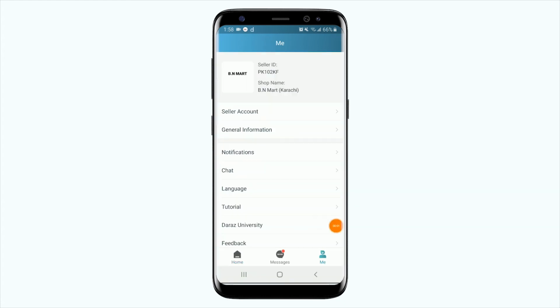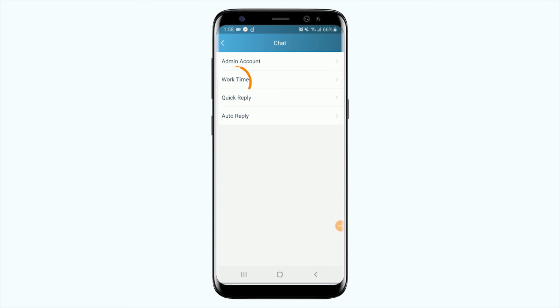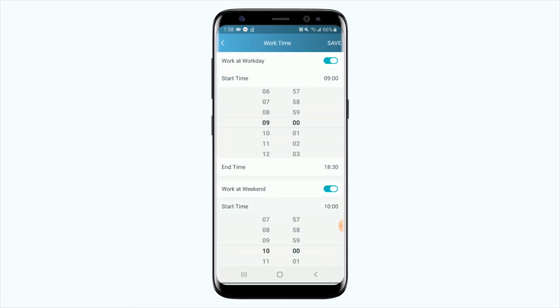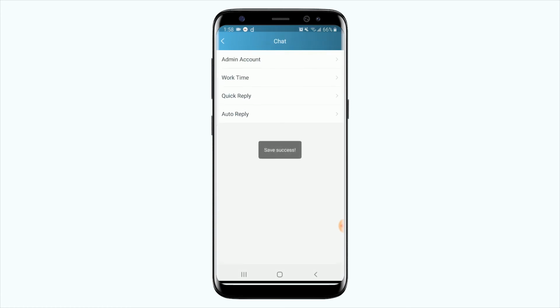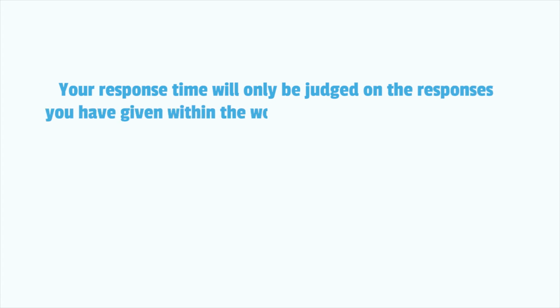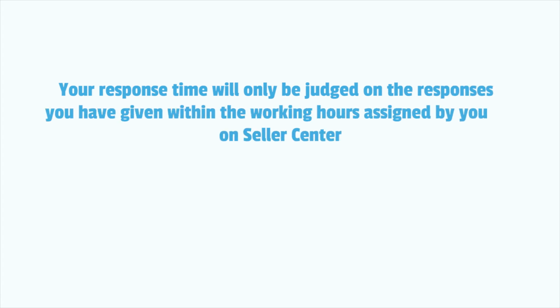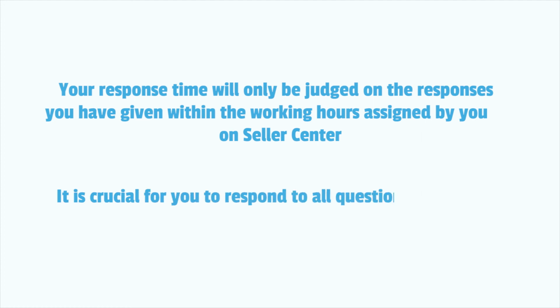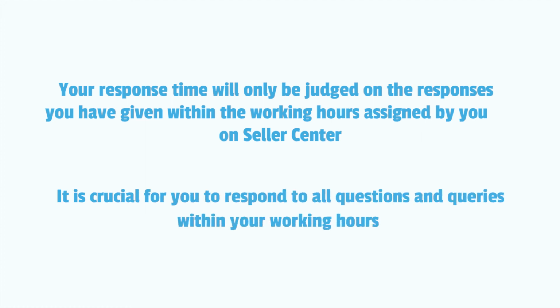To adjust working times or activate holiday mode in settings, click on the seller account menu. You may now click on work time to adjust the timings, and adjust the work time on weekdays and weekends. You can also set up holiday mode for selected dates. Your response time will only be judged on the responses you have given within the working hours assigned to you on Seller Center. It is crucial for you to respond to all questions and queries within your working hours.